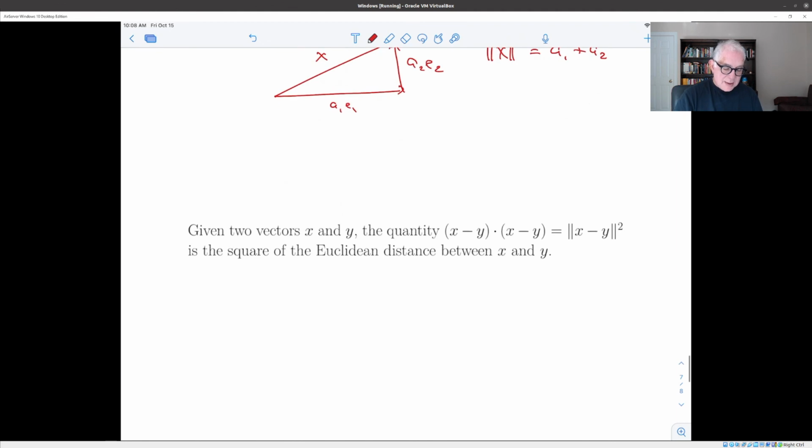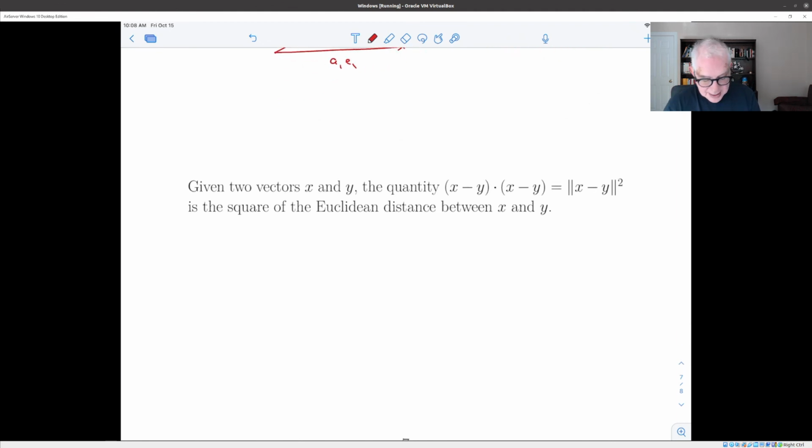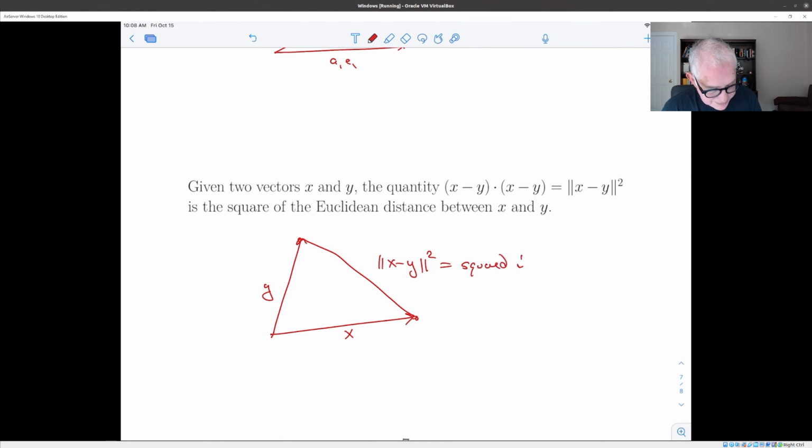And a little bit of a generalization of that is that you have the distance formula, even in Rn. If you have two vectors, the distance between the corresponding points is the length of the vector x minus y. So if this is x and this is y, the length of the vector x minus y, squared, is the squared distance from x to y.